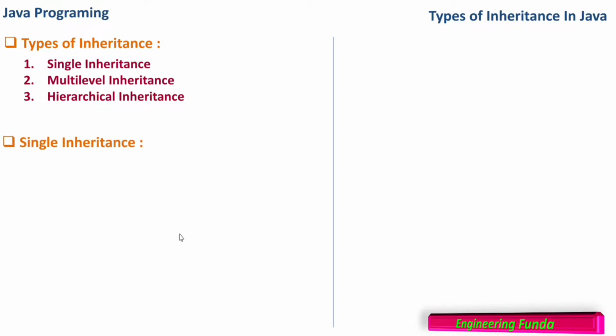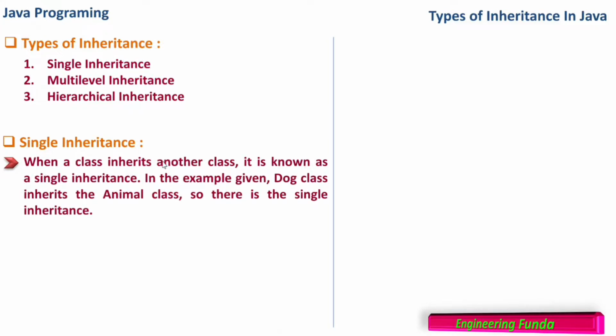Let us see the definition of single inheritance. When a class inherits another class, it is known as a single inheritance. In the example given, a dog class inherits the animal class. So there is the single inheritance implemented in this example. Single inheritance is nothing but we have one class, we have another class, and the second class derives the first class. That is it. Okay, very simple thing. Let us look at an example for single inheritance.